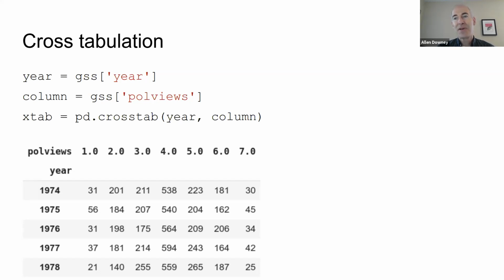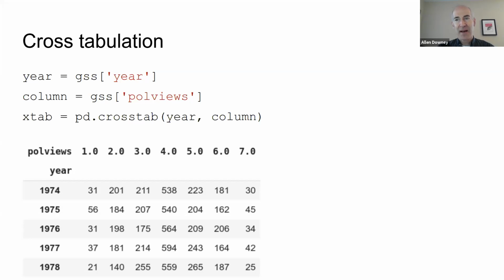Year is going to go down the rows of the result, and poll views is going to go across the columns of the result. So you can see the year, 1974, 1975, the responses 1 through 7, and at the intersection, that's the number of people who gave each response. So for example, in 1974, there were 31 people who gave the response 1, meaning extremely liberal.